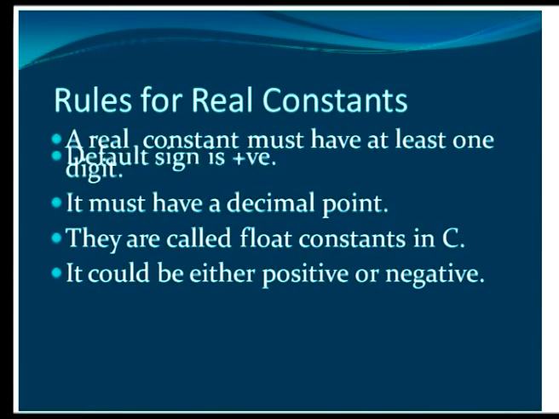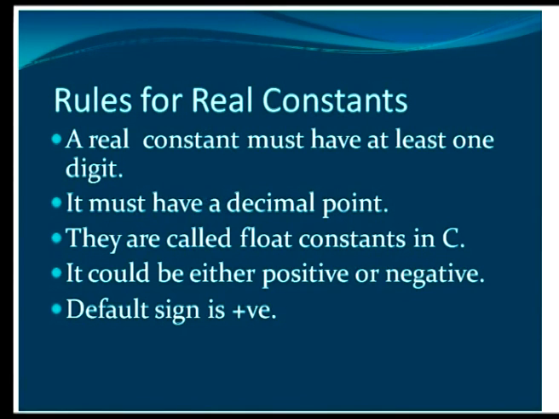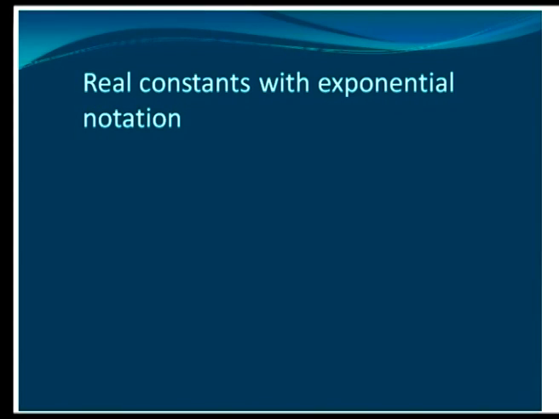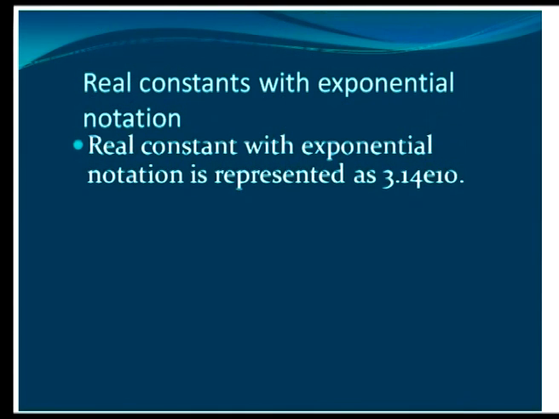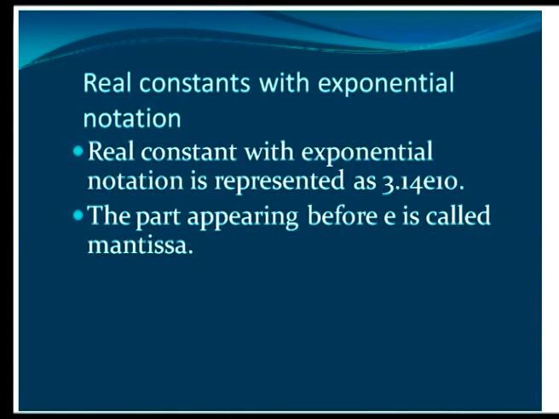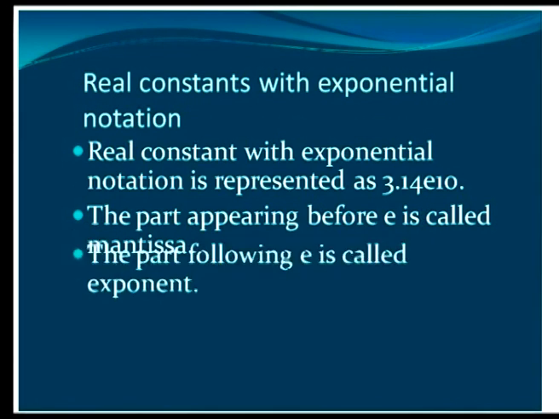It could be either positive or negative. The default sign for real values is also considered positive. No commas or blanks are allowed within a real constant. Real constants may be with exponential notation. A real constant with exponential notation is represented as, for example, 3.14 multiplied by 10 raised to the power 10 is represented as 3.14E10. The part appearing before E is called the mantissa.